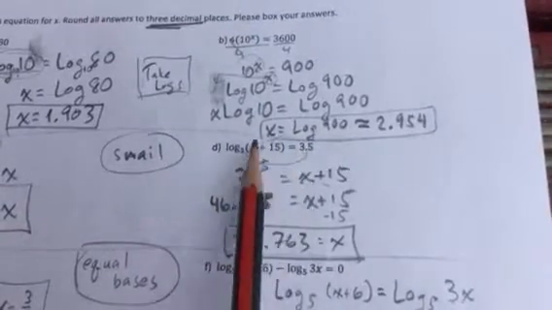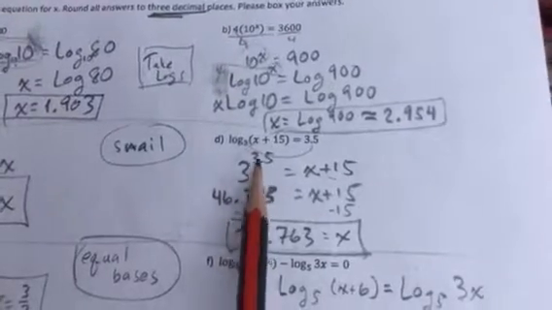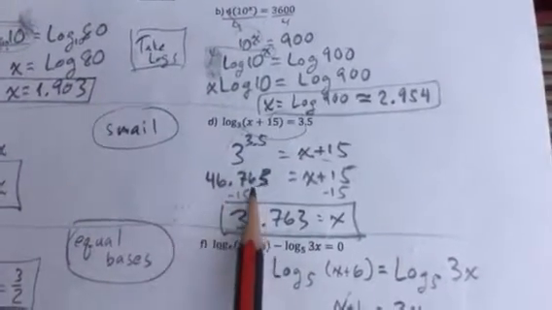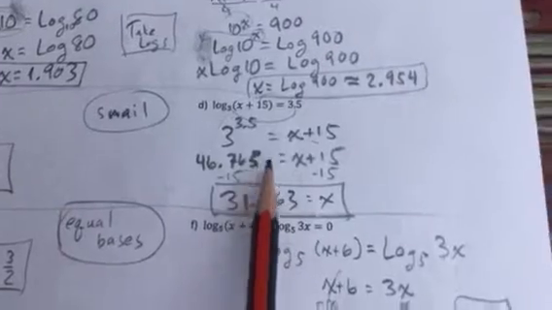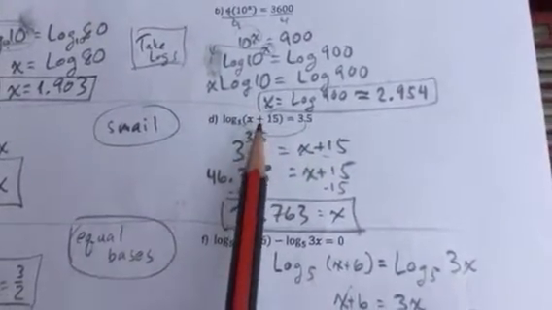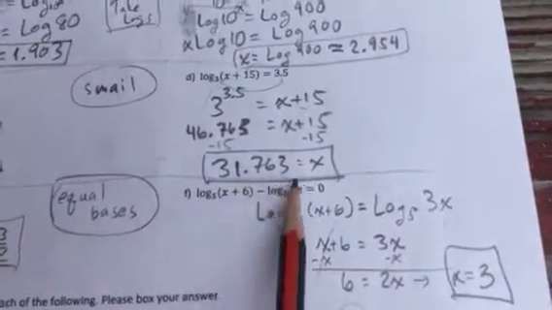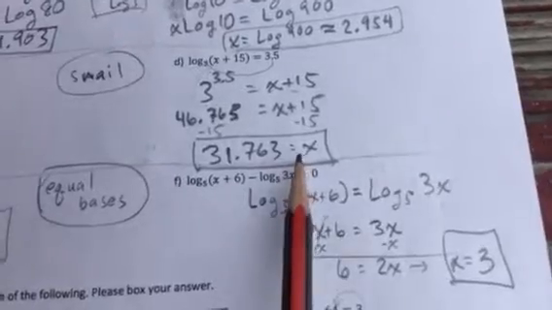Over here, same problem, same situation I should say. 3 to the 3.5 equals x plus 15. All right, so I've got to get a calculator going to figure that out. It's about 46.763. That equals x plus 15, the entire thing in this log. So all I've got to do is subtract 15 and I get 31.763 equals x.